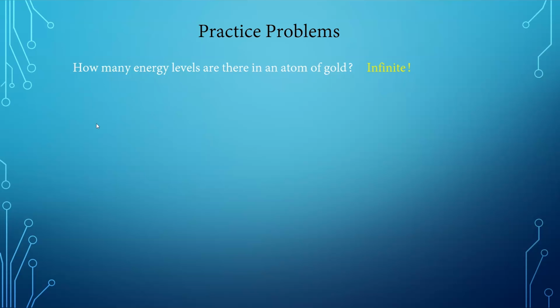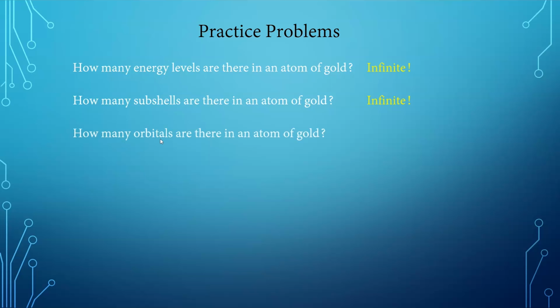How many subshells are there in an atom of gold? Well, if there are infinite energy levels, there would have to be infinite subshells, because there are clearly more subshells than there are energy levels. How about orbitals? How many of those are there? Well, of course, that's logically also got to be infinite, because there are more orbitals than there are subshells.